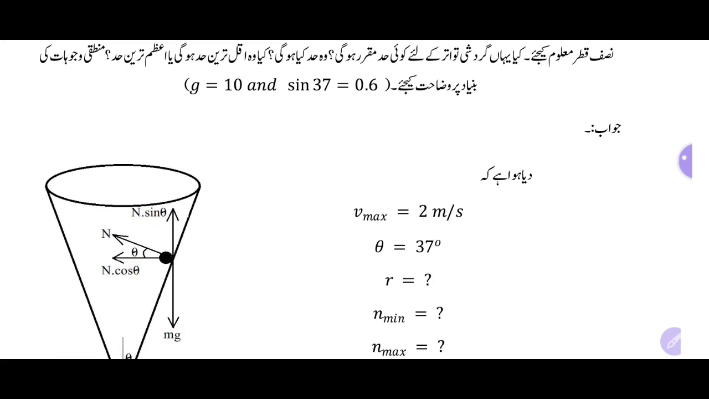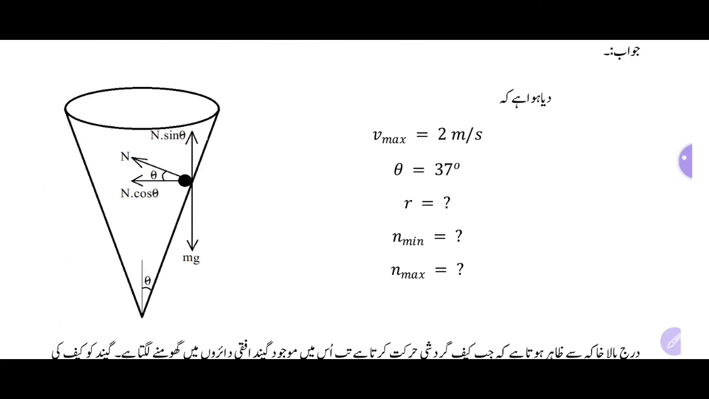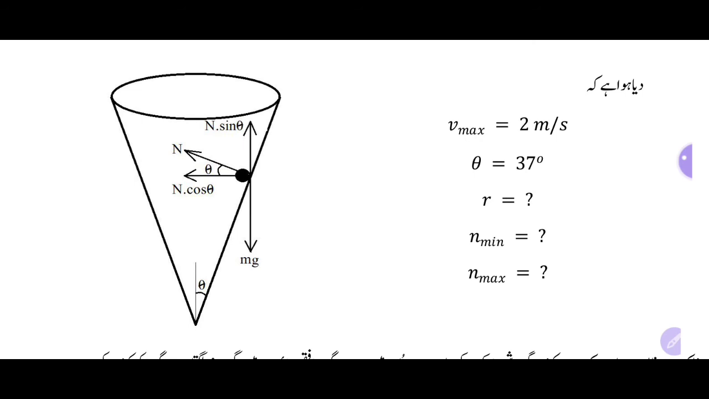In this problem, it is given that the maximum linear velocity is Vmax equal to 2 meter per second to keep the ball inside the funnel. The angle of inclination is 37 degree, and we have to calculate the value of R and the minimum limit of frequency and the maximum limit of frequency. Now just look at this figure.